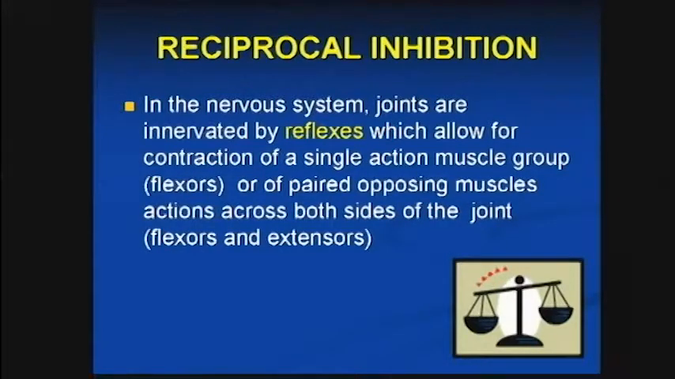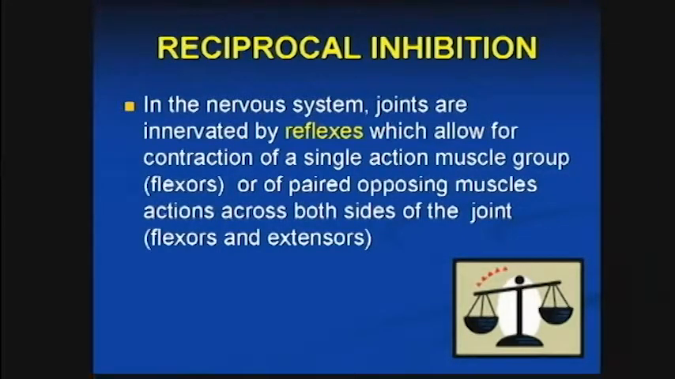Flexors, say you're bringing your hand up to your face, that's flexing your elbow, and of course stretching the extensors on the back of the elbow. If you bring your hand up to your face, you're activating biceps, brachialis, the muscles in the front of your forearm that bend your elbow, the Popeye muscles. And of course, as you're doing that, you're stretching the triceps in the back of the arm. So those are paired agonist-antagonist muscles.